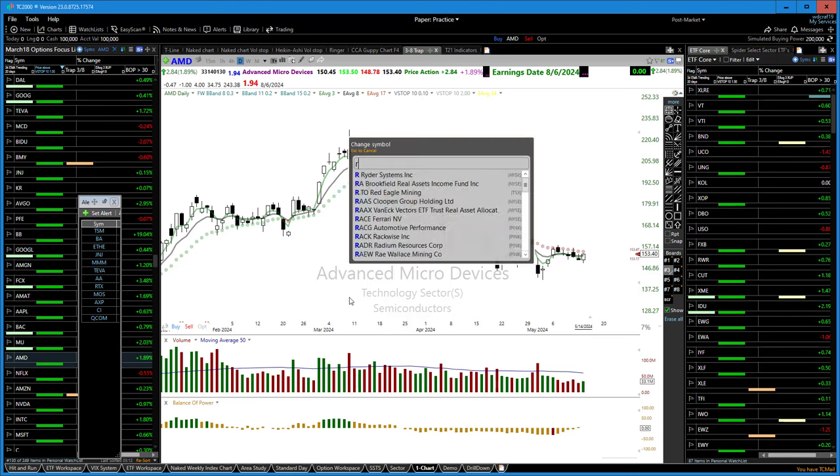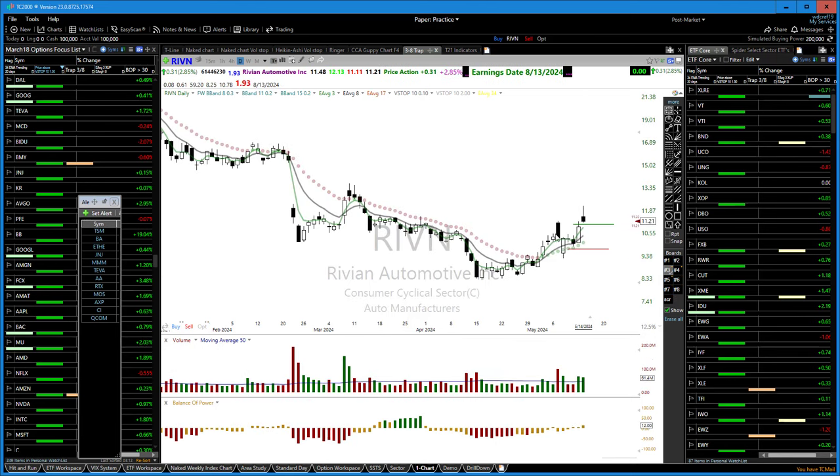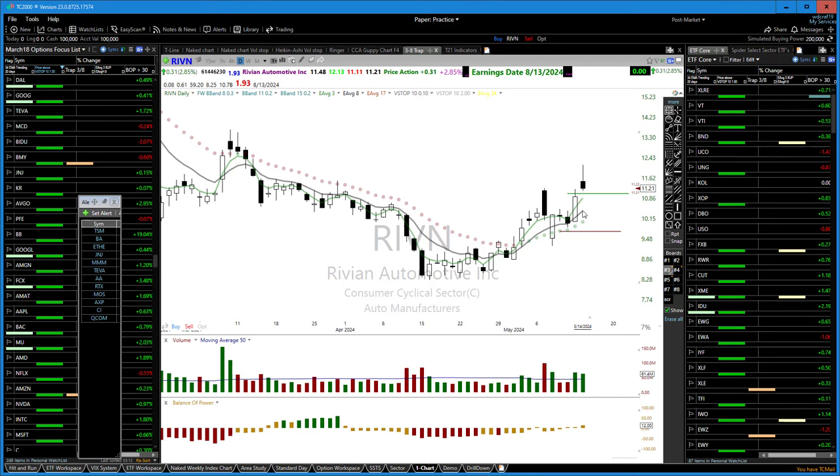So just like the simple Rivian, 3/8 trap long. Boom. Take the trade. Made 32%. Close the trade.